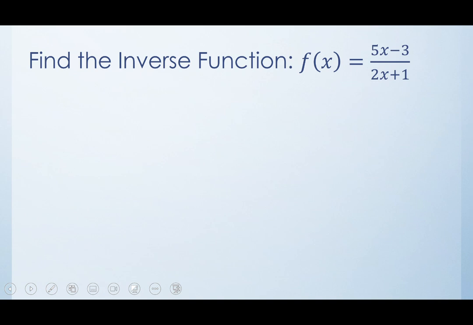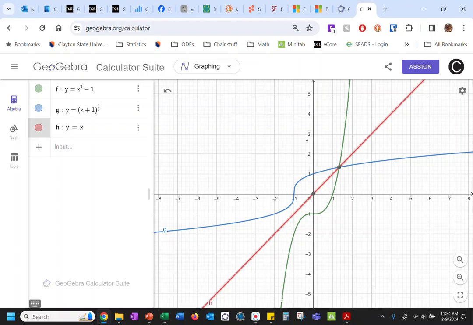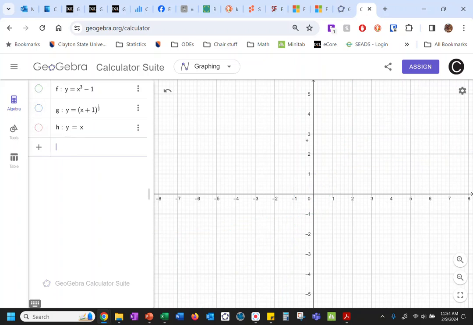All right, so next up we have another example. We want to find the inverse function of this. Does this have an inverse? Well, it's hard to tell from the equation, and I definitely don't want to try to do this algebraically. So we're going to leave that one there, and we're going to graph it: 5x minus 3 over 2x plus 1.